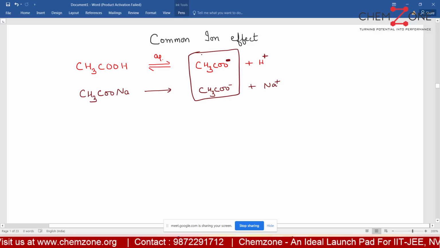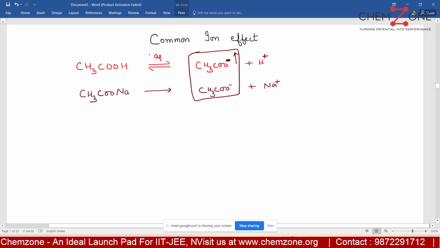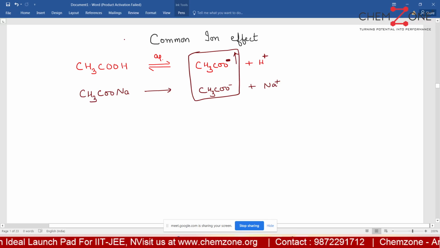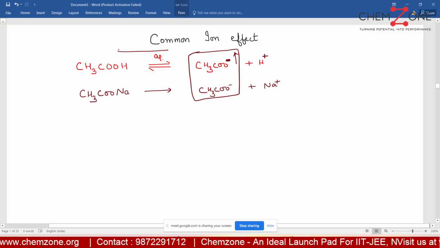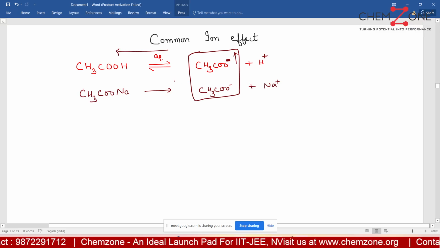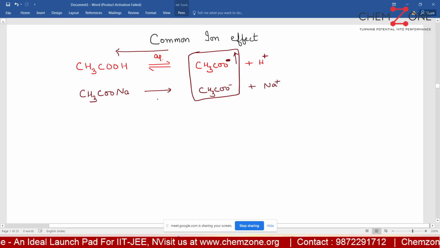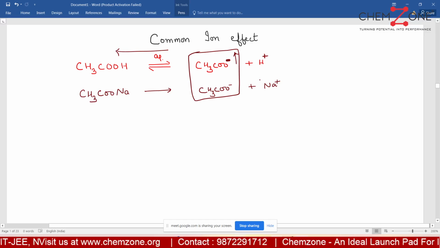Can you see that? Due to the common ion, the concentration of the acetate ion will increase in the equilibrium. And according to Le Chatelier's principle, if you increase the concentration of the product side, the reaction will go in the backward direction. It means its dissociation will further decrease. It's a decrease in the degree of dissociation.